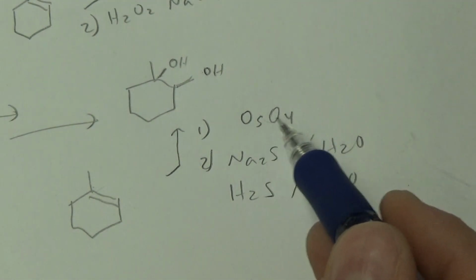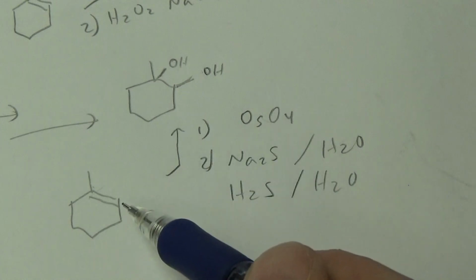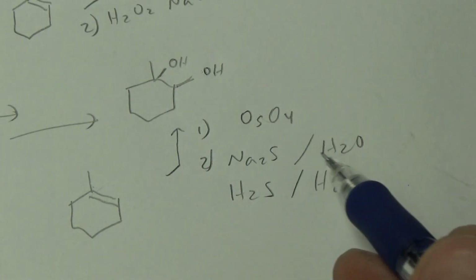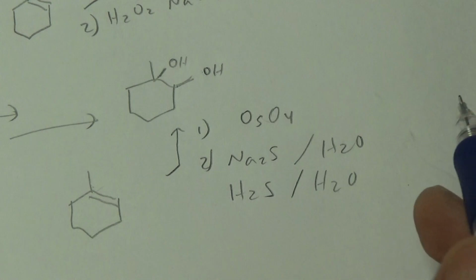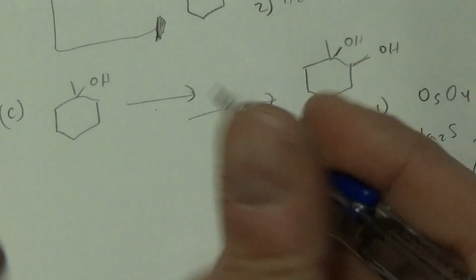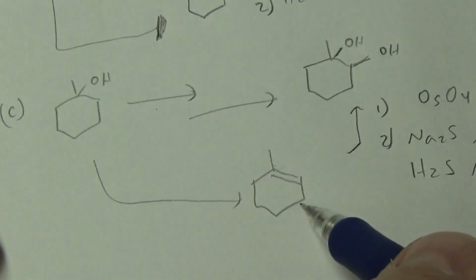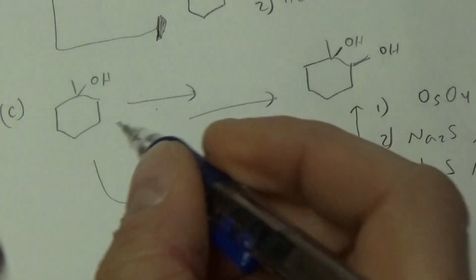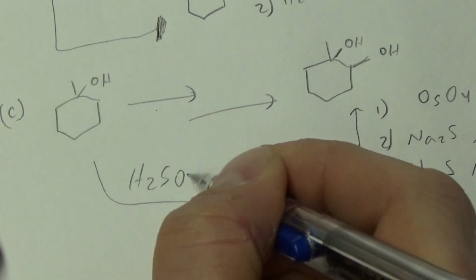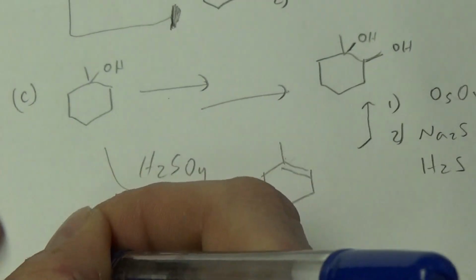So OsO4 is the first part. It attaches to the alkene, and then this kind of cleaves it all off. You can use either Na2S or H2S. Okay, and then here it's the same as we just had, so it's what? E1 reaction, non-nucleophilic acid, H2SO4. Great.